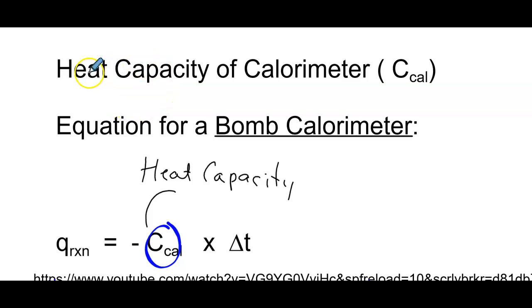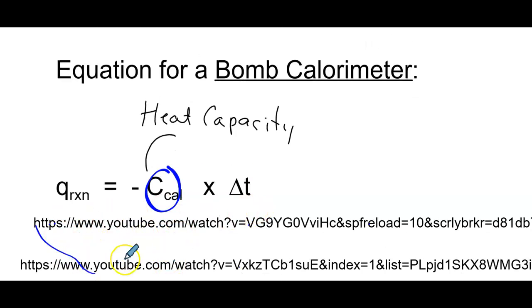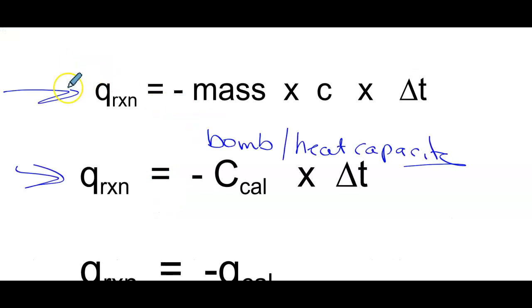If you see the word heat capacity, or you're given a heat capacity, or you see the word bomb calorimeter, you're going to use Q reaction equals negative heat capacity of the calorimeter times delta T. Now, these are the 2 videos that you watched before, so I'm not going to click on those. Okay, so Q reaction equals negative m times c times delta T. Q reaction equals negative heat capacity of the bomb calorimeter times delta T.